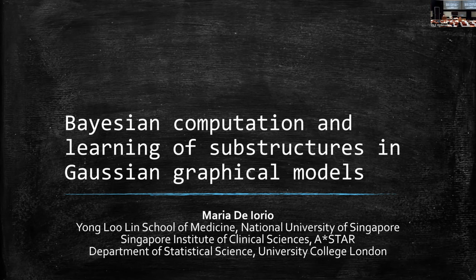It's now many years that I work in the field of Gaussian graphical models. Today my talk is divided in two parts. The first part is about an MCMC algorithm that in theory speeds up computation for estimation and posterior inference of Gaussian graphical models. The second part is a bit more of an inferential problem, something I've been interested in for quite a few years now, and it involves inference on substructures, so subgraphs in a bigger graph. And I'll tell you more about why I want to do this. Okay, so this is a joint work.